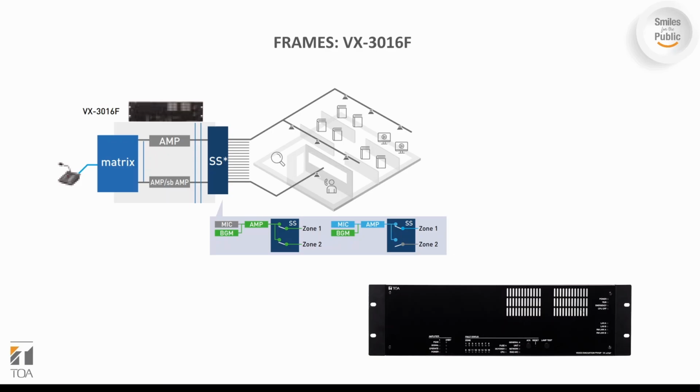The third type is the VX3016F. This frame is purely dedicated for paging. This frame can handle up to 16 zones of paging, no BGM, and can have 2 large wattage amplifiers feeding all 16 zones, and uses a speaker selector to direct paging to the respective target zones.